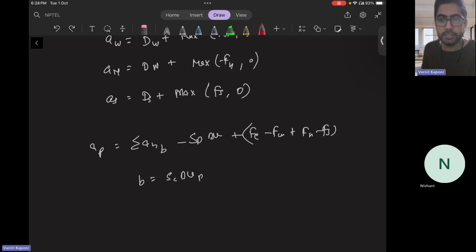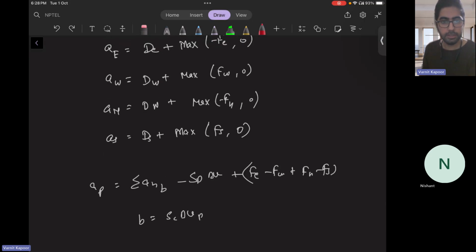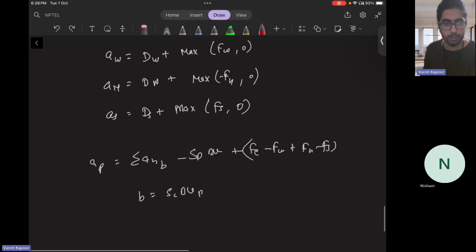So what about the coefficients now? The question arises, what about the coefficients? All the aNB's are positive. If the source is 0, then this is the only negative term, if it creates an effect. So aP will be the summation of aNB. So what happens to your conservativeness and boundedness is the question.